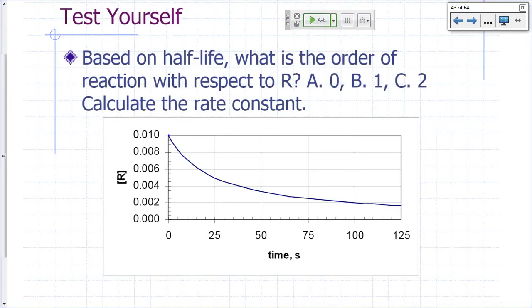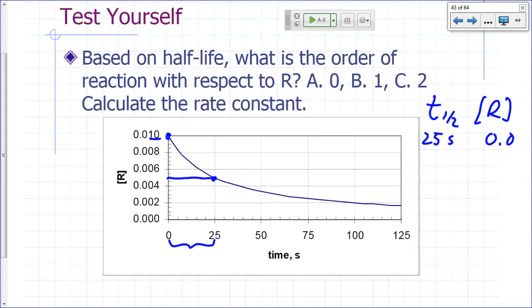Let's look right here when the concentration is 0.01. What's half of 0.01? Half of 10 is 5, so 0.005. Where is 0.005? Right here. So how long did it take to go from 0.01 to 0.005? 25 seconds. So if you start off at 0.01, your half-life is 25 seconds.